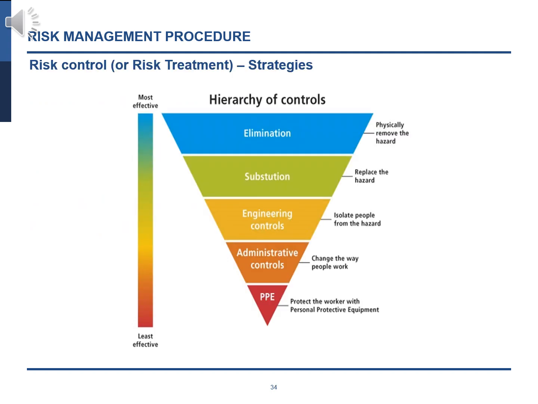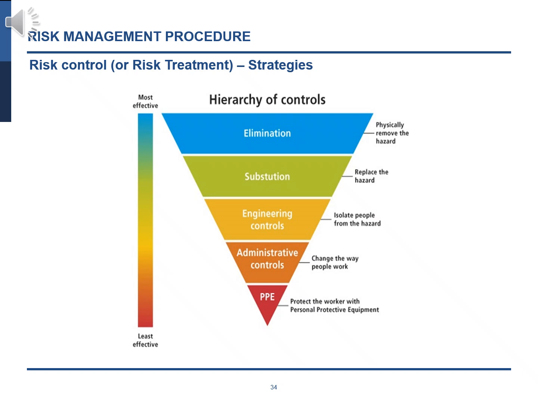The hierarchy of controls is a system used in occupational health and safety to minimize or eliminate exposure to hazards. It ranks control methods from most effective to least effective. Elimination: physically remove the hazard. Example: remove a dangerous machine from the workplace. Substitution: replace the hazard with a safer alternative. Example: use a less toxic chemical in place of a hazardous one.